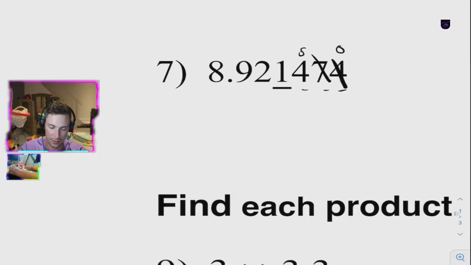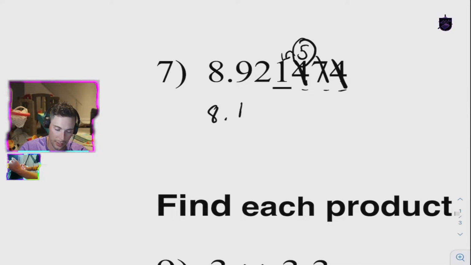So this 7, because it's 7, it would round up and turn this 4 into a 5. Now that changes some things. 4 into a 5, and that means that this 5 would round this 1 into a 2. So it'd be 8.922. It's kind of tricky.